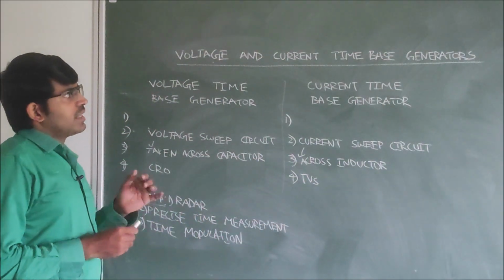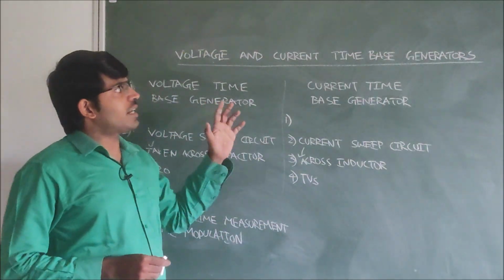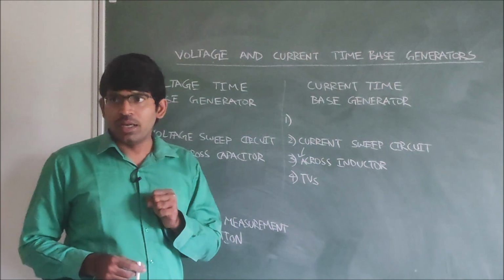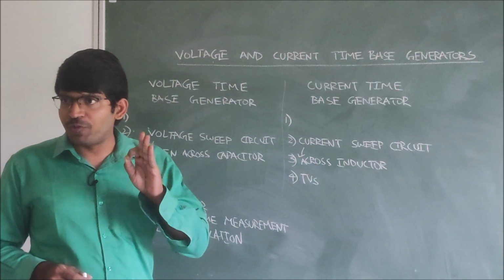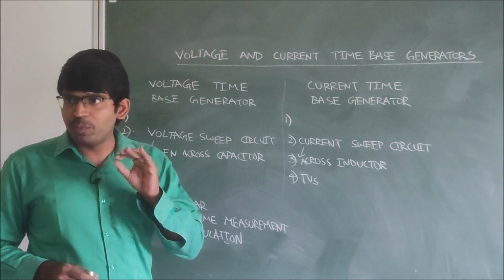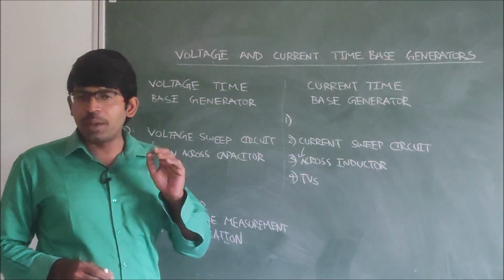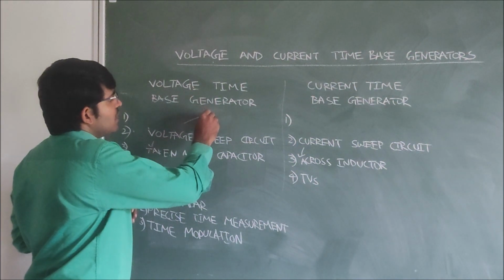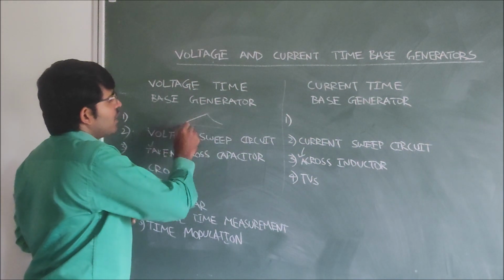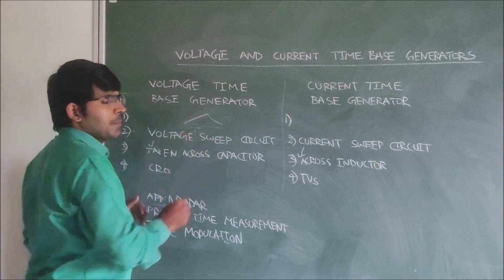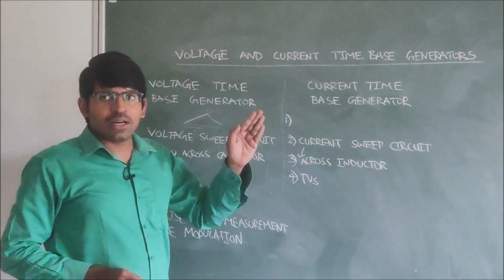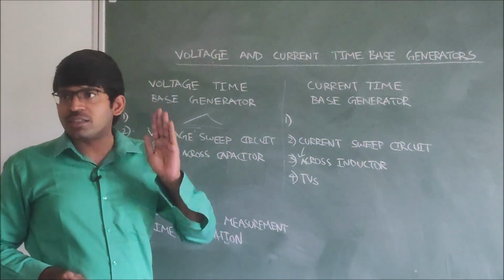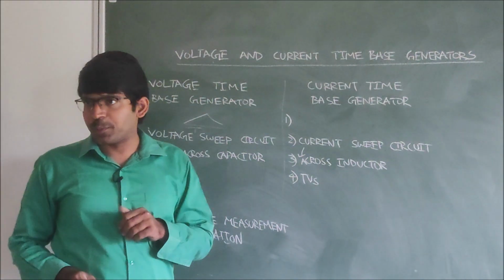Now we are discussing the difference between the voltage and current time-based generators. A time-based generator is a circuit which generates the sweep waveform. This sweep waveform increases linearly with time and reaches its initial value after a time period t. Such an electronic circuit is called a time-based generator.